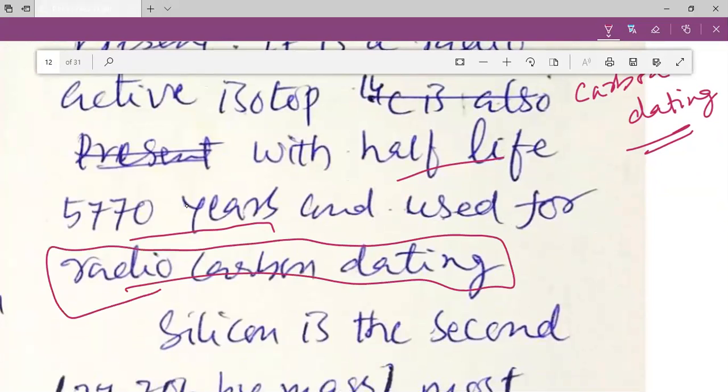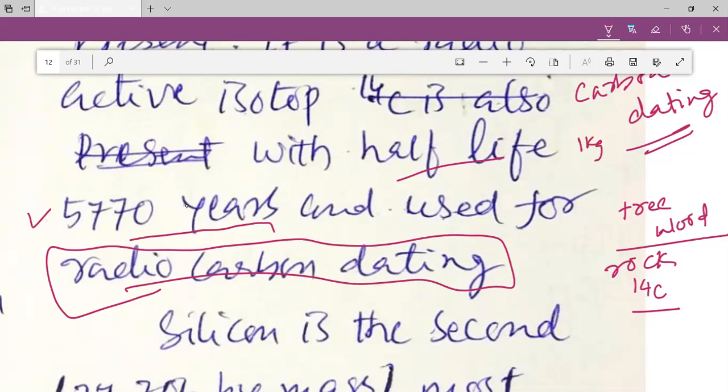So my dear students, suppose you have a tree, or a wood, or a rock that has carbon available. With a huge amount of carbon atoms, some of the carbon atoms present are 14C, which are radioactive. Every 5770 years, their amount decreases to half. So initially, if they are 1 kg, after 5770 years, they will become 0.5 kg. That is 500 gram.